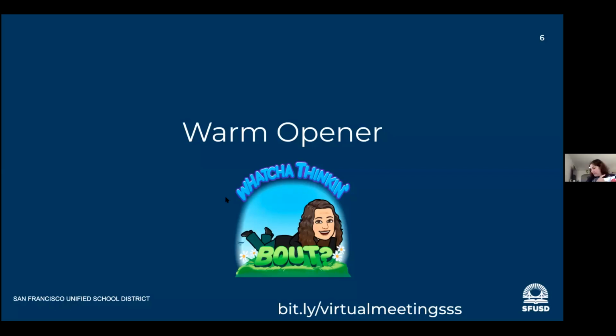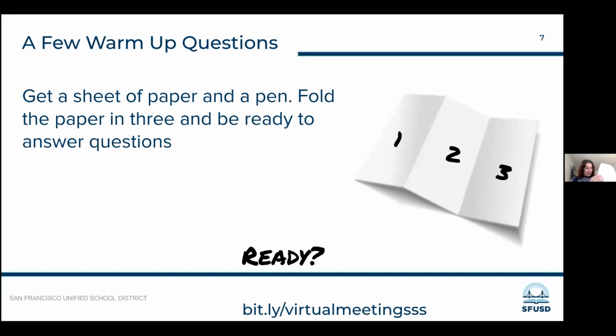Okay, here we are going to go with our warm opener. The first thing I want you to do is get yourself a piece of paper and a pencil. I'm going to give you a second to go get them. Once you have your piece of paper and your pencil, you're going to fold it into 3 different sections. 1, 2, and 3. Okay, and you can give me a thumbs up in your window from reactions once you have your piece of paper ready to go.